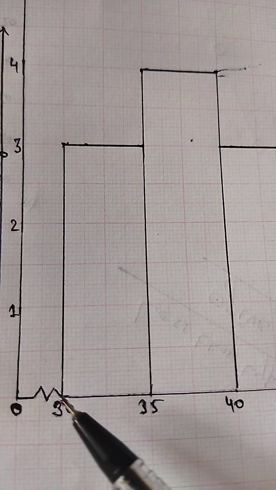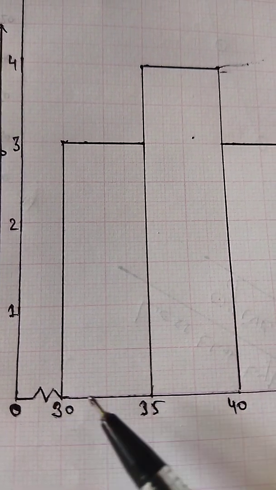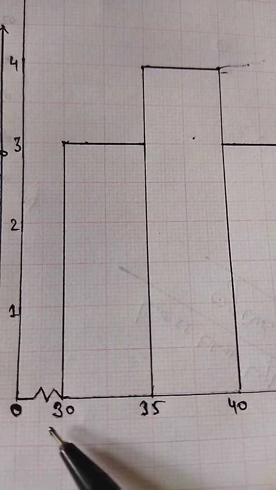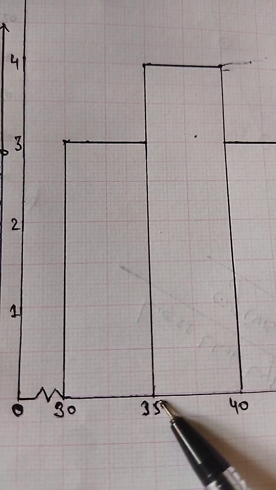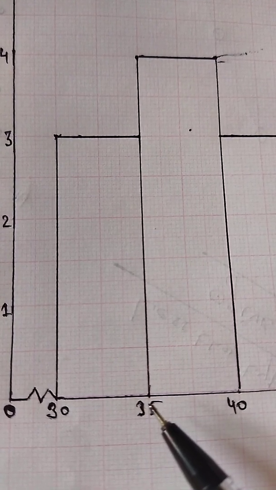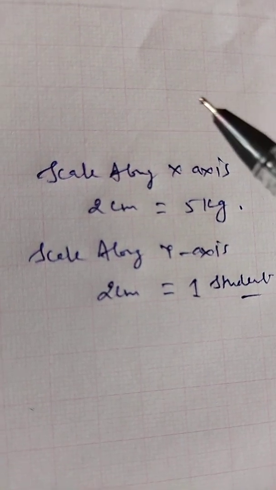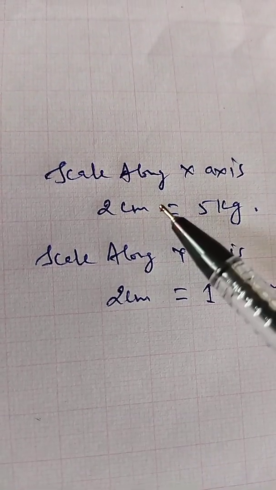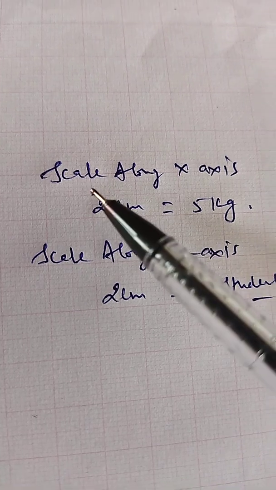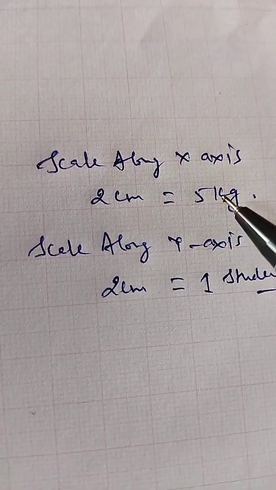It means that I am working onwards from zero with a size of 5, and within these, this is 2 centimeter I have taken equal to 5. What is this 30 to 35? So 30 to 35 means you have to see the class intervals. These are the class intervals. So you need to mention the scale along the x-axis. These are the weights of the students. So I have written scale along x-axis 2 centimeter is equal to 5 kg.